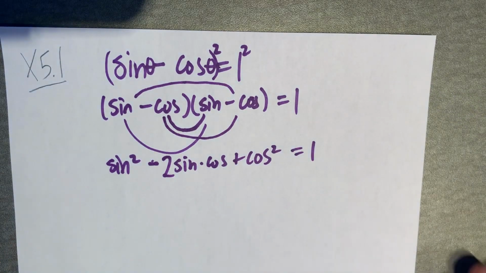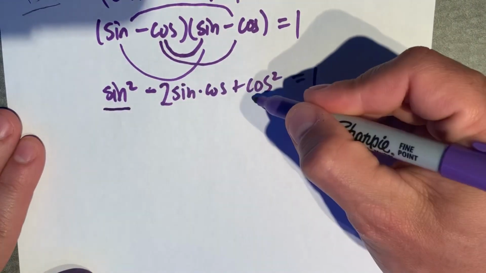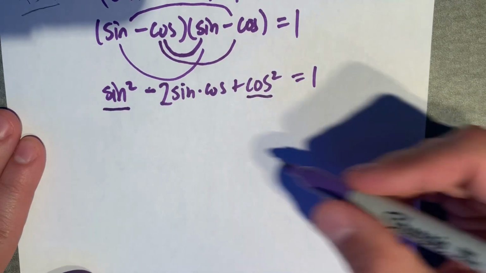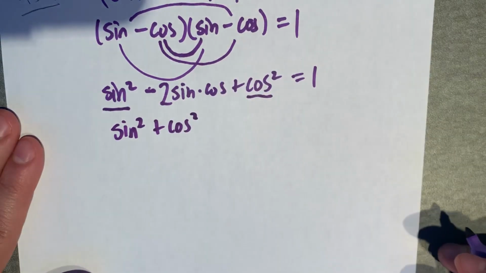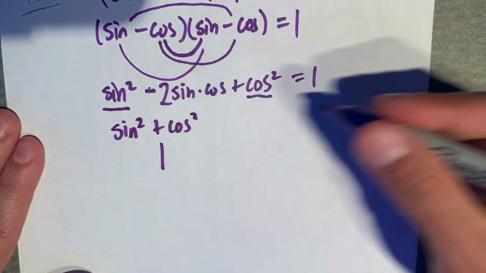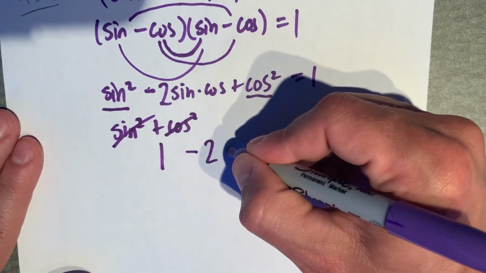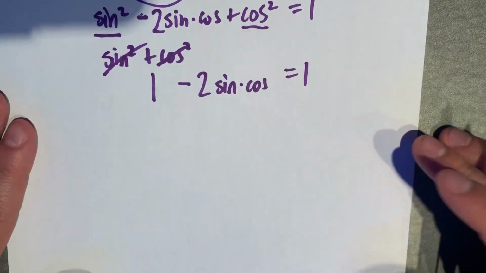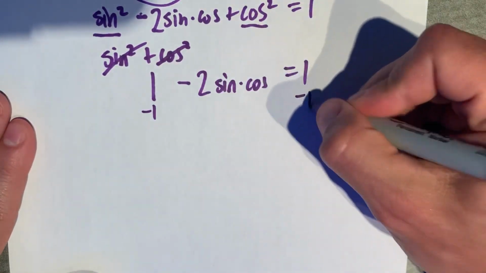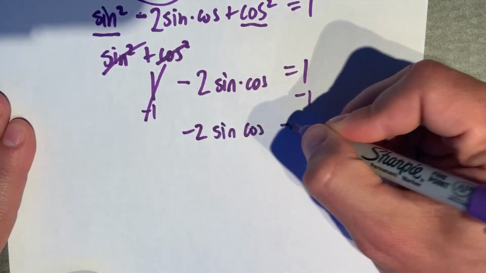Now let's use another identity to see if we can simplify something here. It looks like my sine squared and my cosine squared can pair up together. I have an identity which says sine squared plus cosine squared is equal to 1. So these are essentially canceled out and equal to 1. And I'm going to bring down my minus 2 sine cosine, which is also equal to 1. Let's simplify this a little bit. Minus 1 from both sides like this. So I have negative 2 sine cosine is equal to 0.